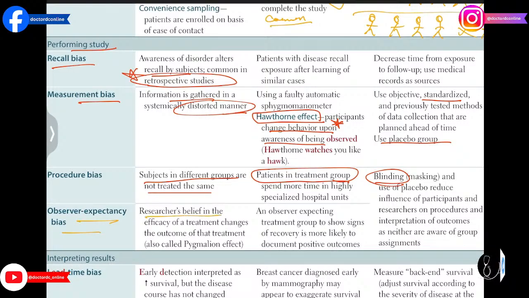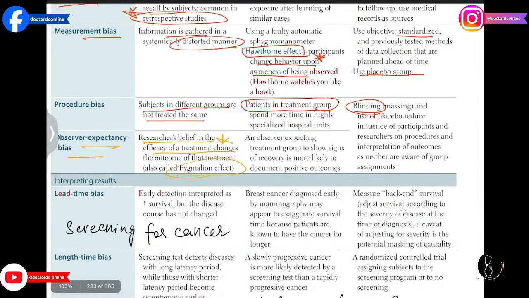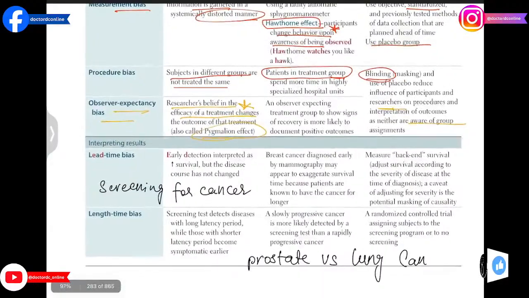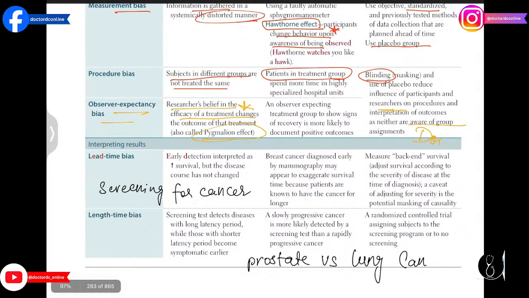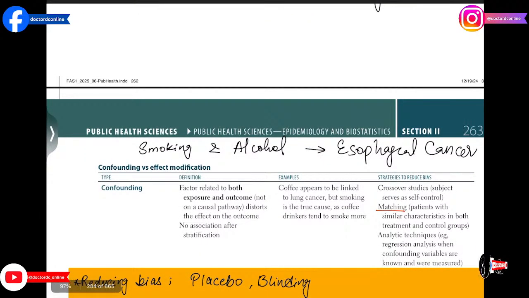Observer expectancy bias is when the researcher's belief in a treatment actually changes the outcome. This has a name, the Pygmalion effect. It's a form of observer bias, and it can be avoided by having an independent observer interpret the outcomes. If this were to occur, what kind of blinding would help? There you go, a double-blinded study. Confounding bias happens when two associated factors confuse the results.